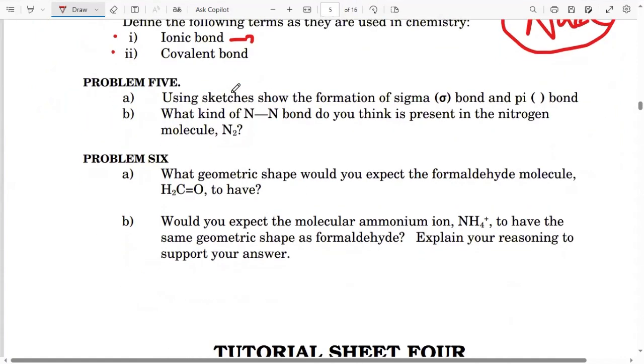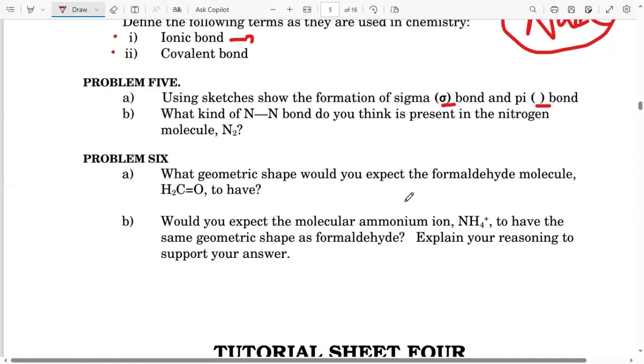Okay, and then what is the other question here? We have question 5. They are saying using sketches, show the formation of the sigma and the pi bond. In all the bonds that you see, you have what we call the sigma bond, and in multiple bonds, like a double bond or a triple bond, you will see what we call the pi bond. These sigma and pi bonds result from the mixing of orbitals.